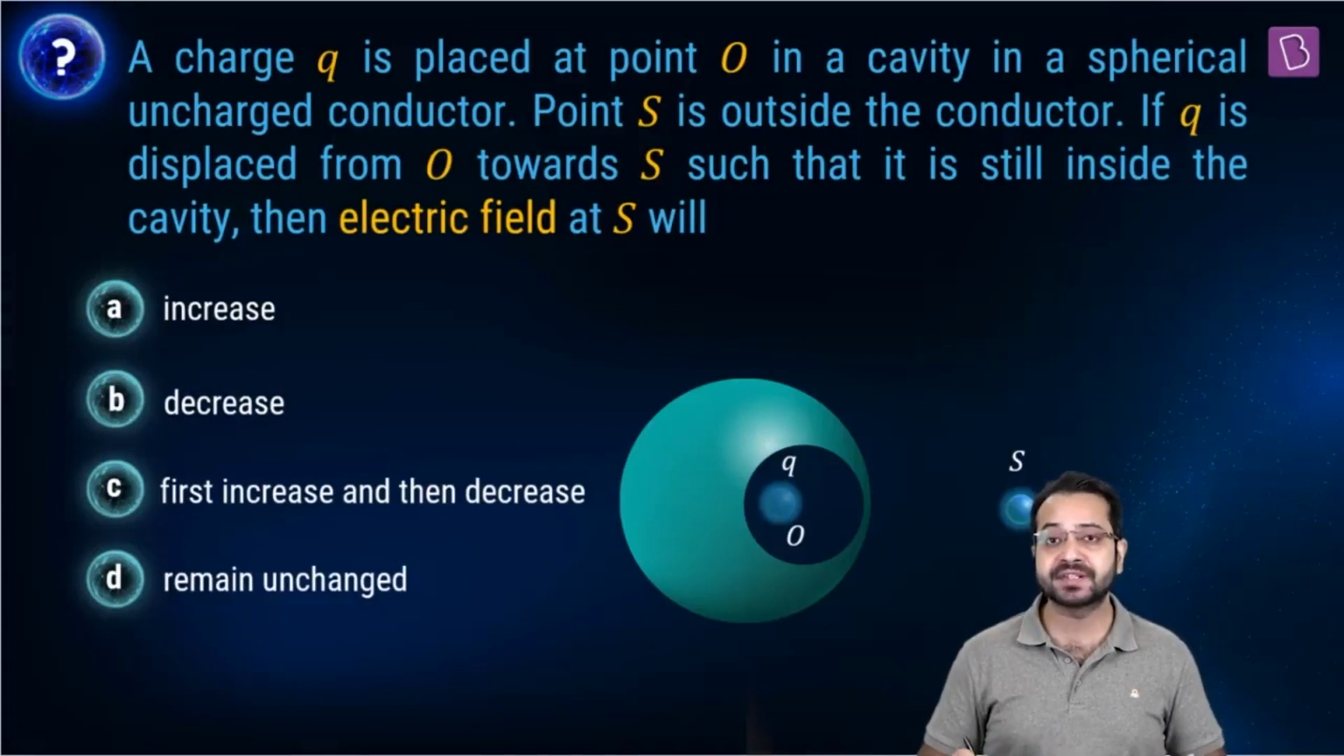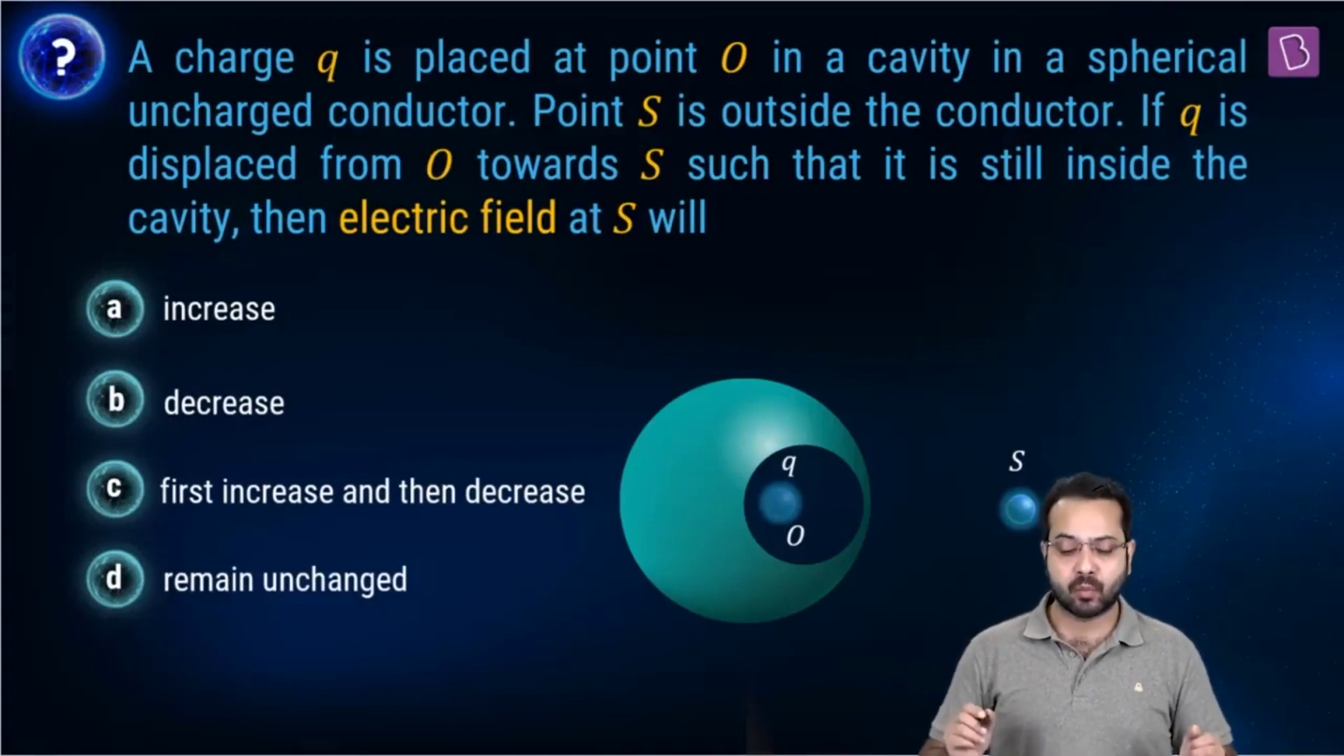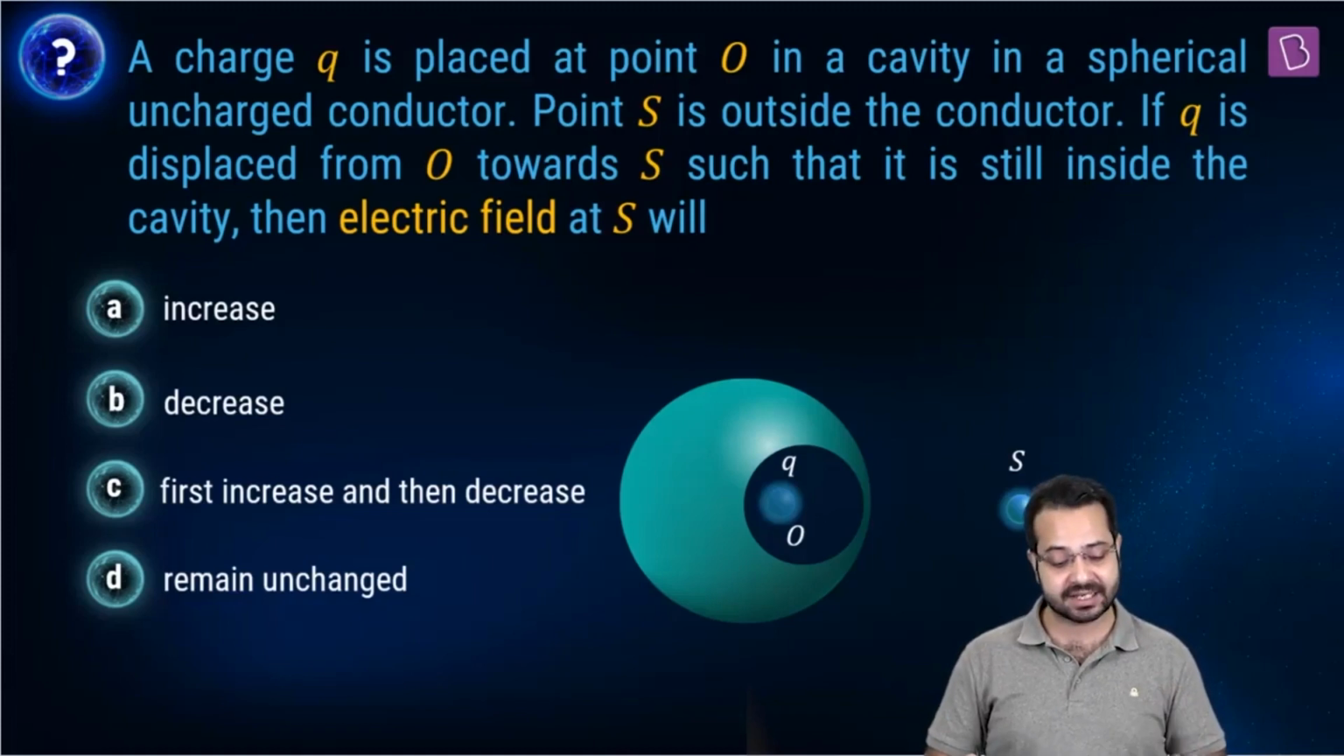A charge Q is placed at point O in a cavity in a spherical uncharged conductor. Point S is outside the conductor. If Q is displaced from O towards S such that it is still inside the cavity, then the electric field at S will increase, decrease, first increase and then decrease, or remain unchanged.